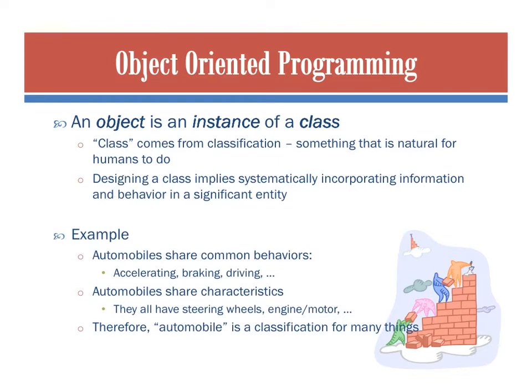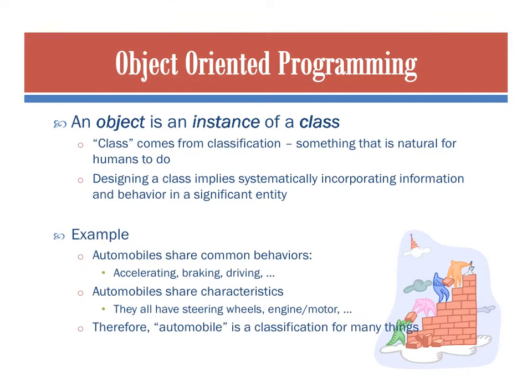Designing a class then implies taking that abstraction, that classification, and finding out what the information of the object and what the behavior of that object is, so that we can incorporate that information and behavior into a significant entity. And so what does that mean? It means that we have to identify, we have to abstract what these objects and classes are going to be, and we have to identify the characteristics and the functionality of that object so that we can code it into a class.